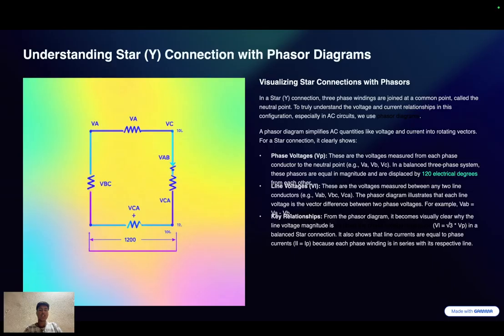Hence, the relationships are V line equals root 3 times V phase, whereas I line equals I phase. This relationship is crucial, and the phasor diagram makes it immediately visible.